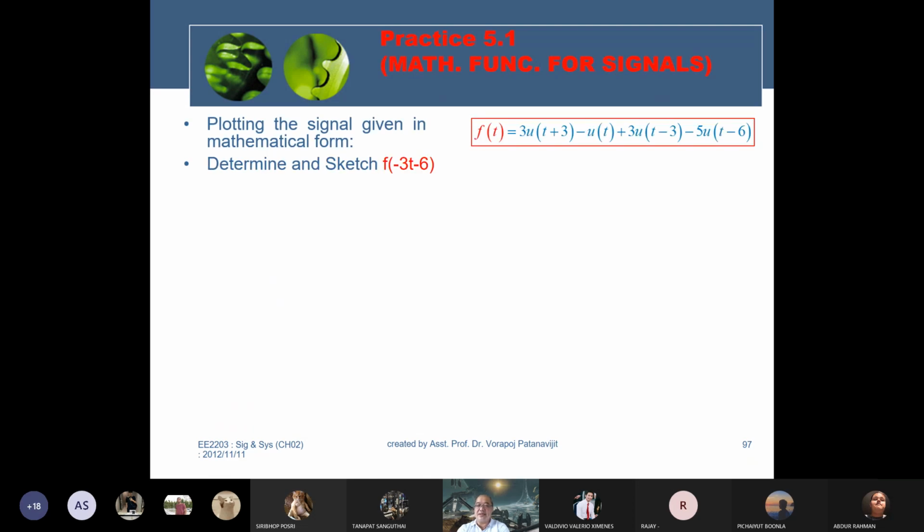Now it's your turn. You can see the exercise in the slide.